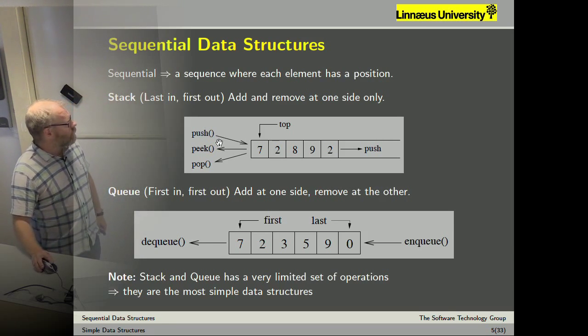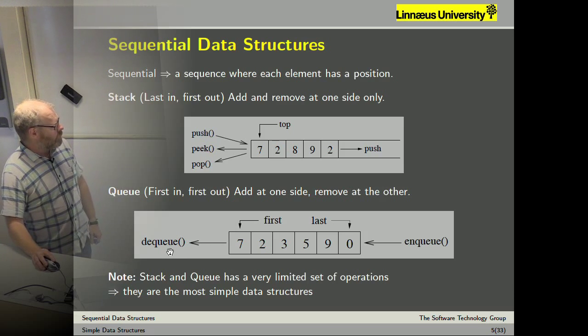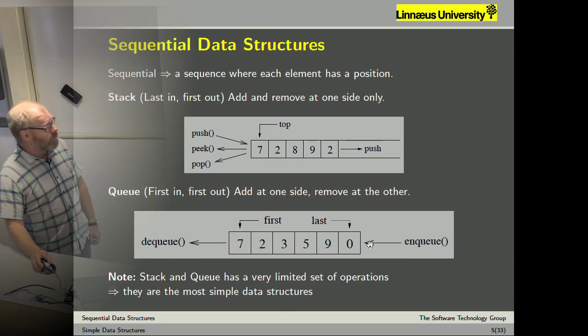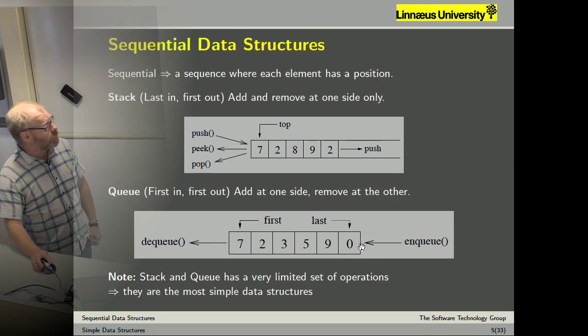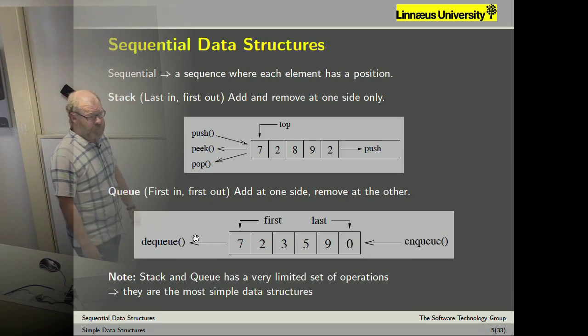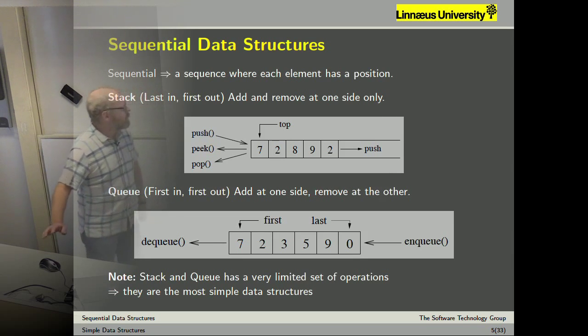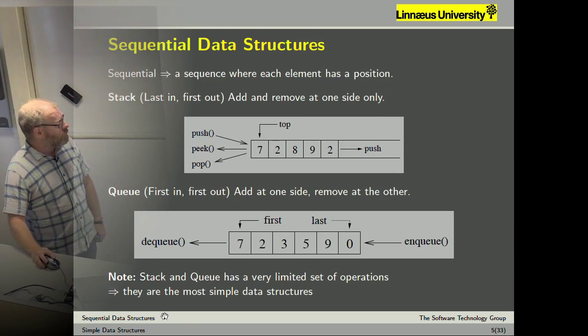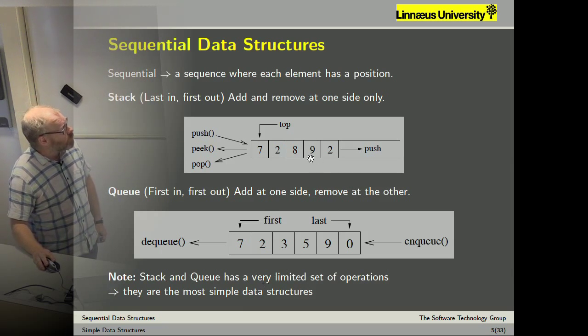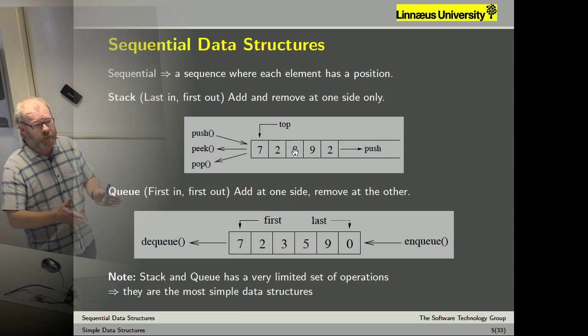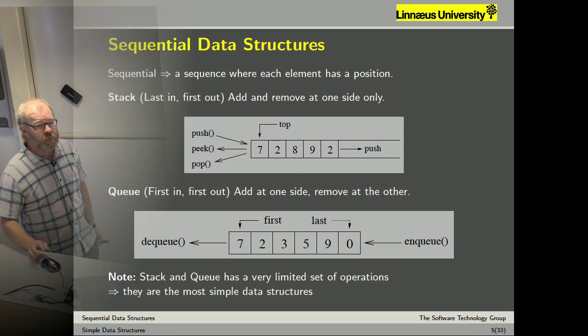Similar is the queue. Dequeue means remove from the queue. Enqueue means add one at the end of the queue. So we are adding elements in one end of the data structure and we are removing elements from the other side. It's called first in, first out, since the first one added will be the first one that we are pulling out also. They have a very limited set of operations, so they are considered to be the most simple data structures. We are not trying to access any element inside the data structure. We're always working at the ends of the data structure.